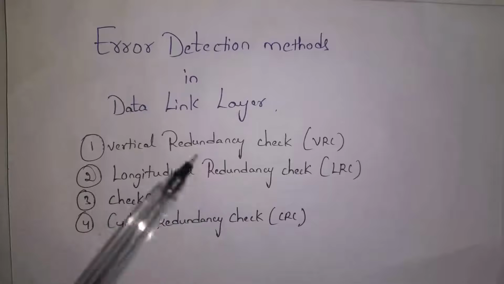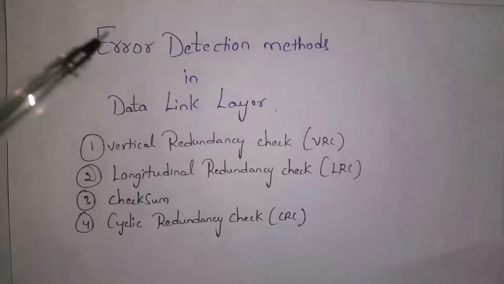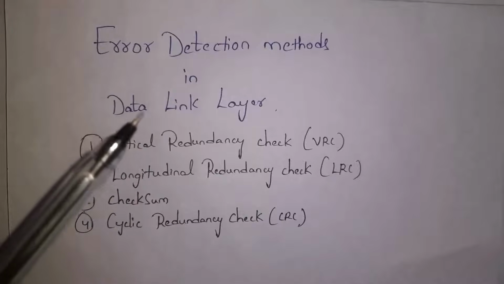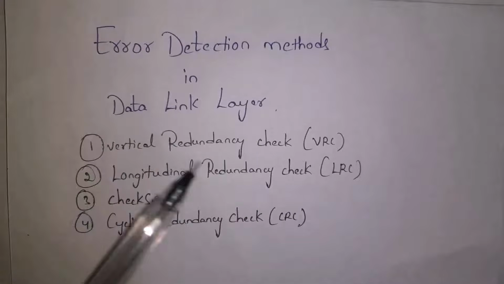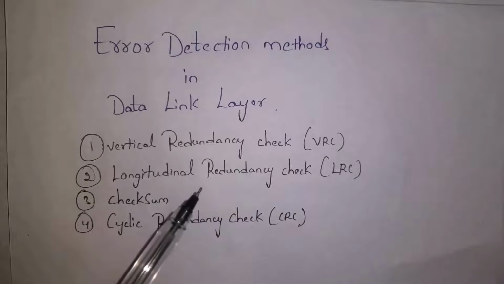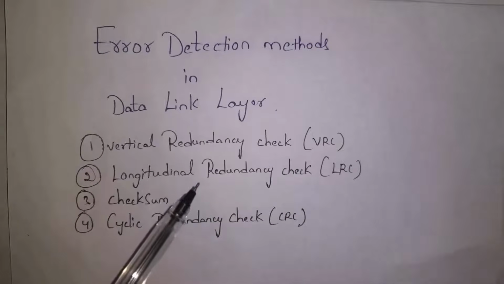Next I will explain what are the various error detection methods in the data link layer. I will explain all these methods in detail. Before explaining the various error detection methods, at first you need to know what is error detection. Error detection is the process of identifying errors in data transmission.